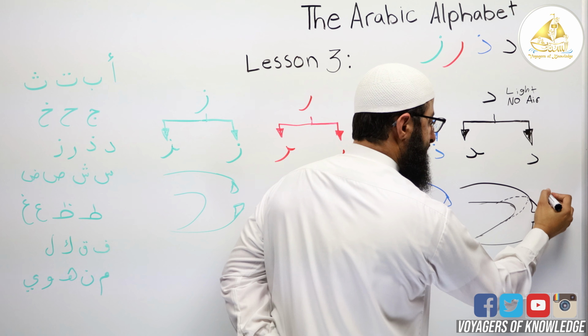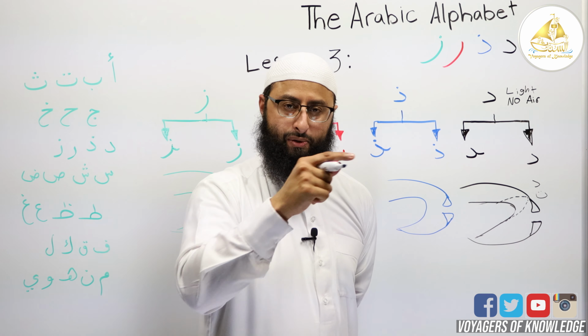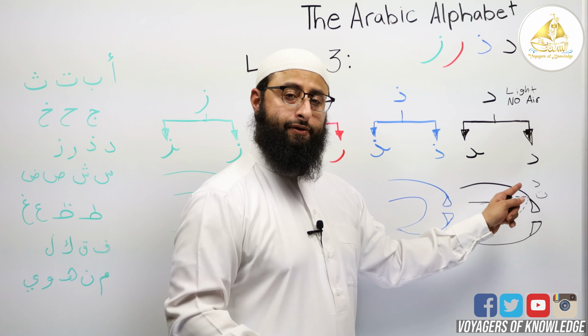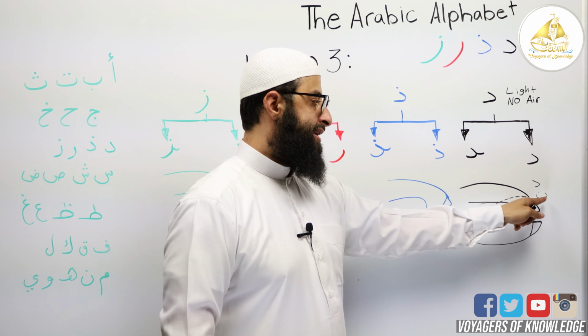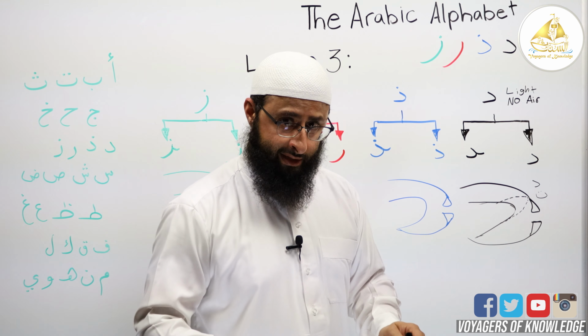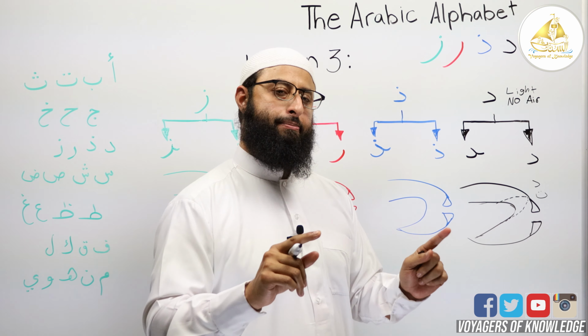So now we know that ta comes there, but we also learned today that dal also comes from that same location. How do we differentiate between the two? Well, they're both light. The only difference, ta has air, dal, no air. And that's how you're going to differentiate between the two.